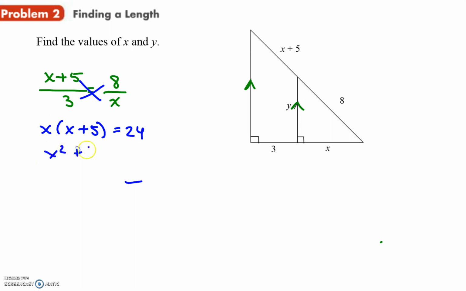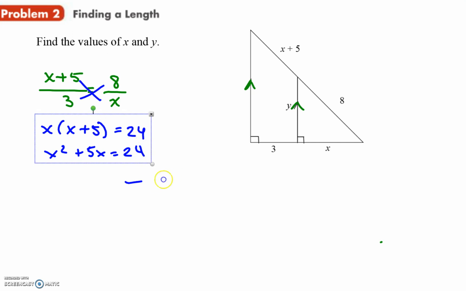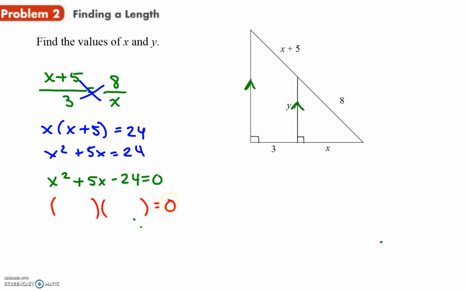And x squared plus 5x is equal to 24. It's another quadratic. So start the same way. You've got to set it equal to 0, and then you're going to factor. Okay, moving the 24 over, setting it equal to 0.